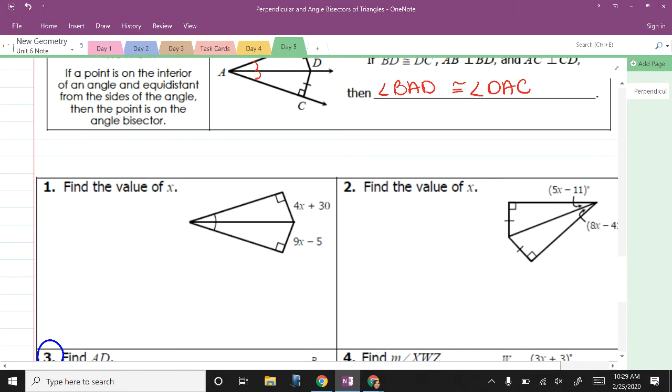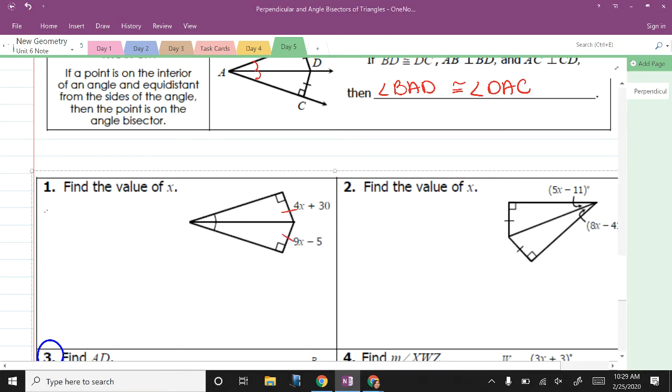So on number 1, I don't know why I have things circled, but number 1, how would you find the value of x? Well, on number 1, we have this angle is bisected. Y'all see that? Because this little angle is congruent to that. They each have one little tick mark. So what does that tell me about these two lengths of these segments? They're congruent, so I can do what with them? Set them equal to each other.